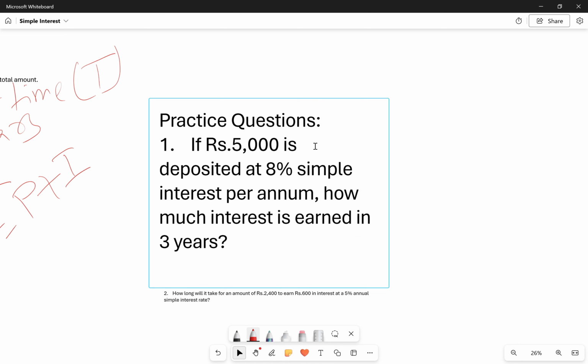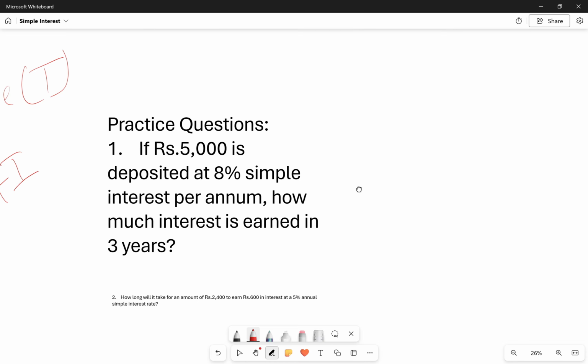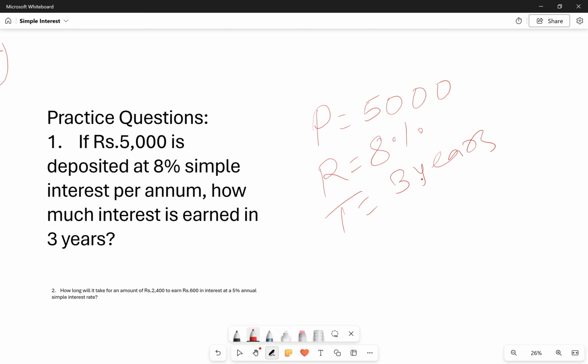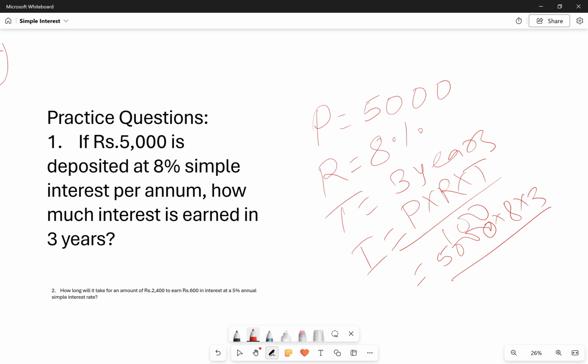Okay, so let's calculate one question here. So in this question, let us go through it. Here our p is equal to 5000 and our rate is equal to 8% and our time is equal to 3 years. So if you calculate the interest by the formula, p into r into t upon 100, we do 5000 into 8 into 3 upon 100, this and this cancel.